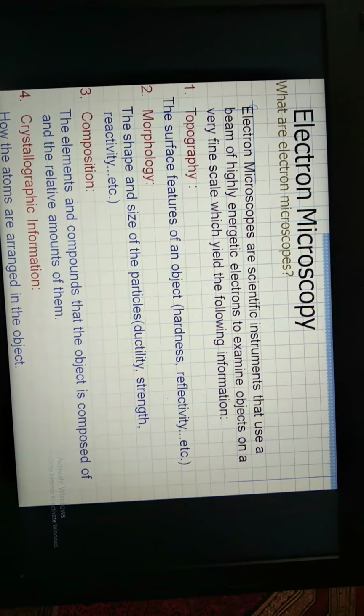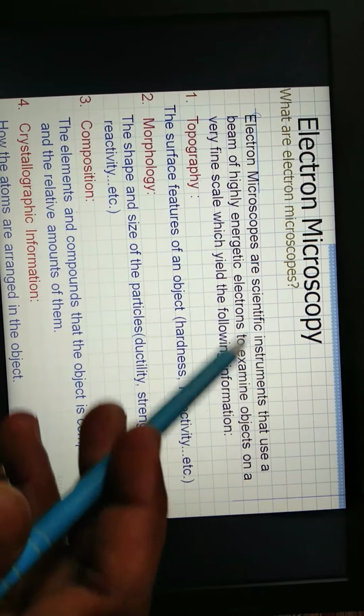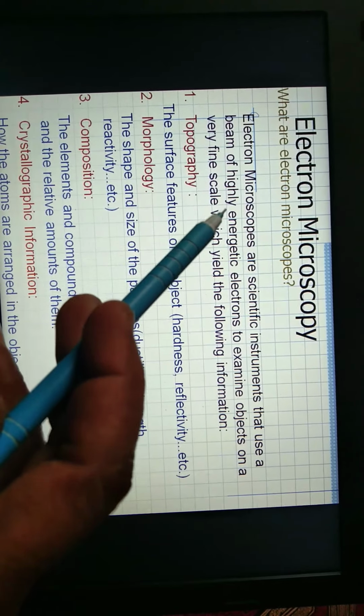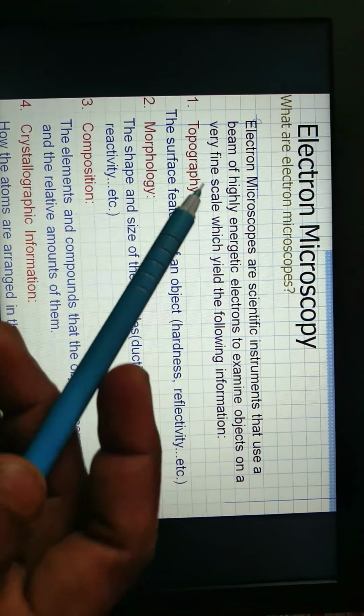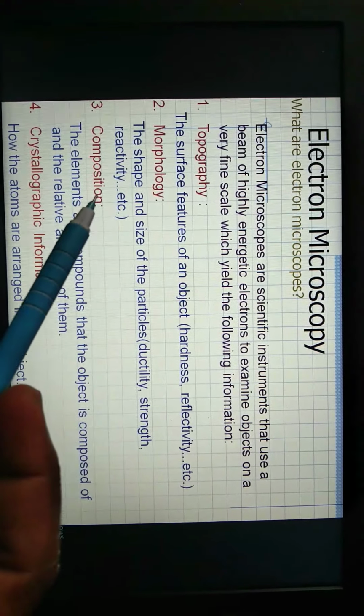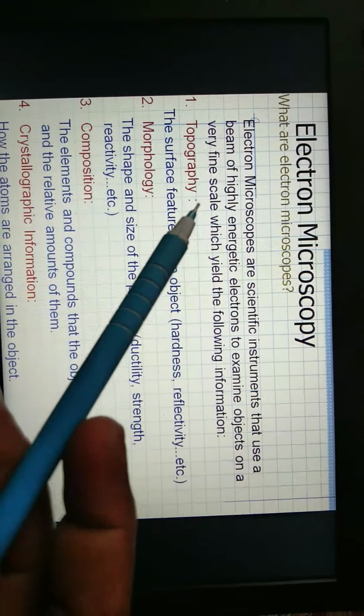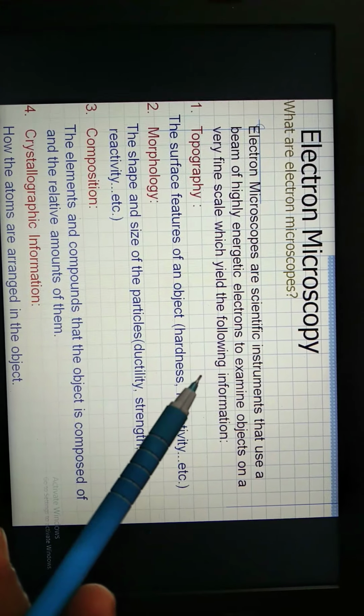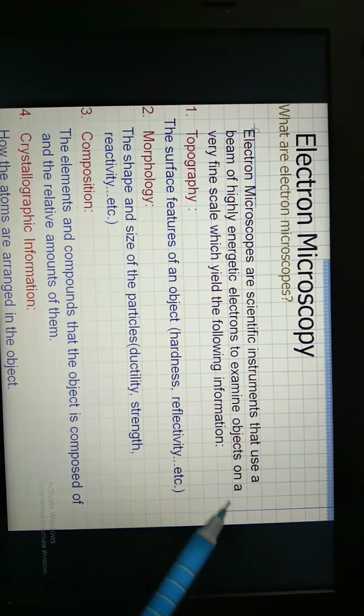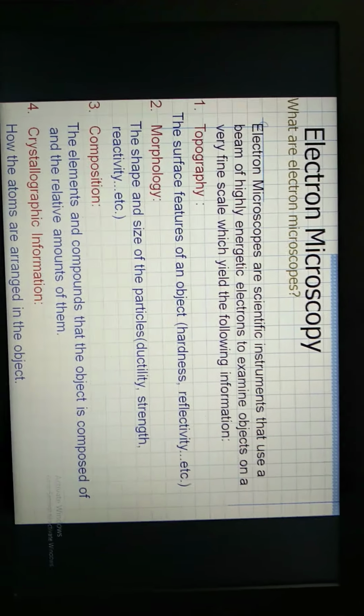So electron microscopes are the instruments that are used to get information in terms of topography, morphology, composition and crystallographic information with the use of highly energetic electron beams that examine the object on a very fine scale.